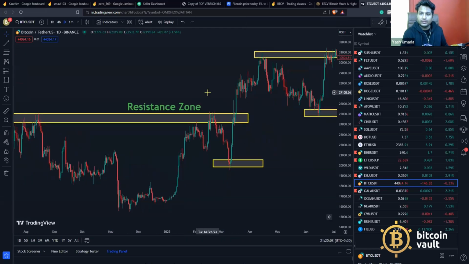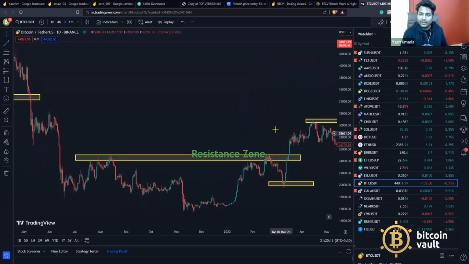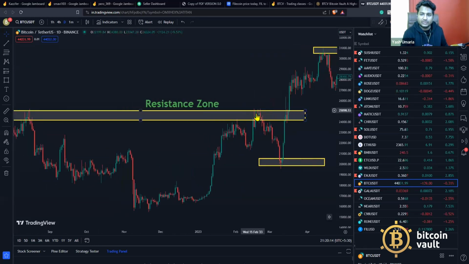Now you see, if I extend this here, till here everything was good. This was a resistance zone. Everything is good. Then the market broke this resistance level and the market moved up. Correct? Now what happened next?